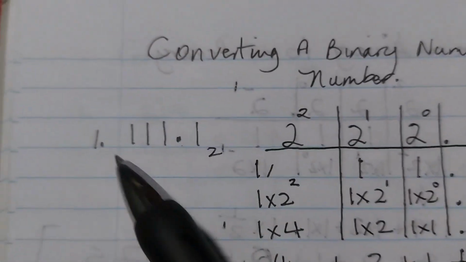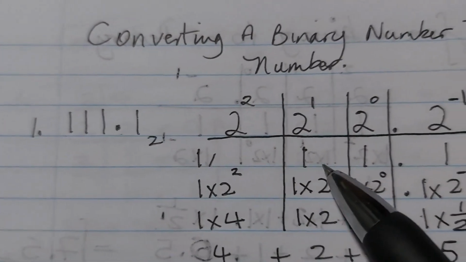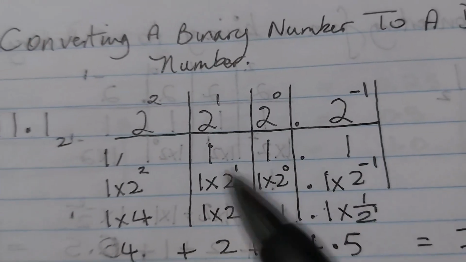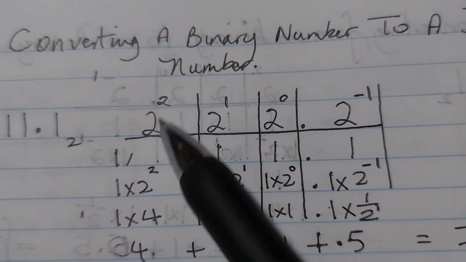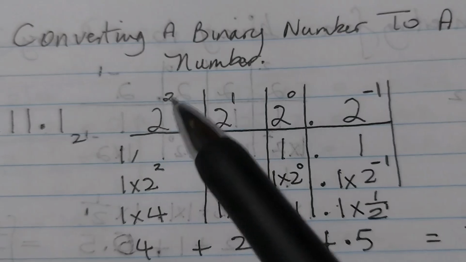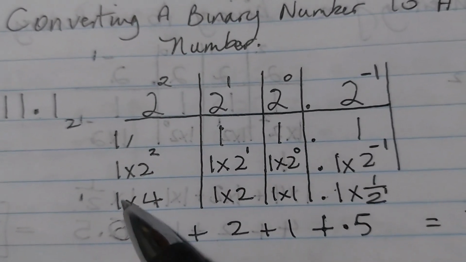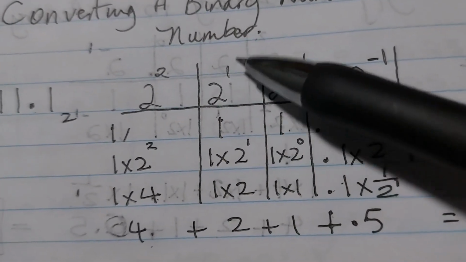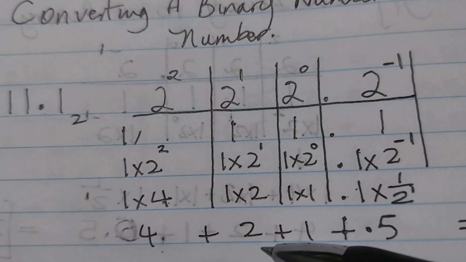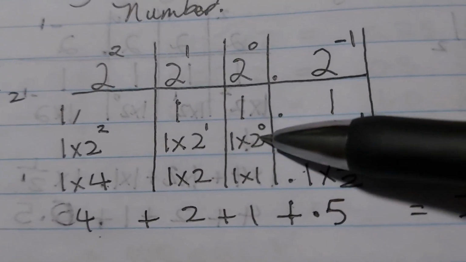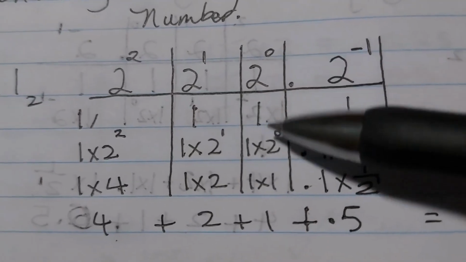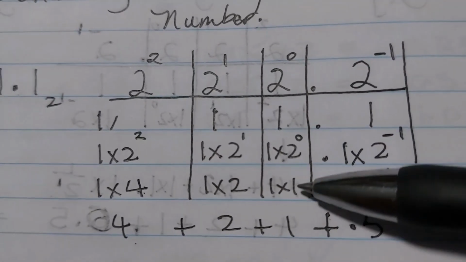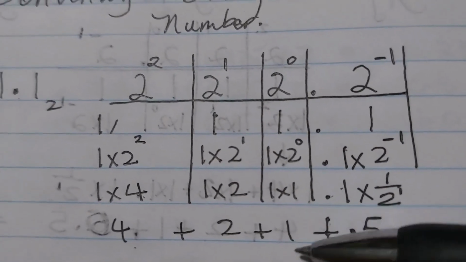So what we do is carry these digits below the powers: 1, 1, 1, 1. And we multiply the 1 times 2 raised to the second power. Now 2 raised to the second power is 4. So 1 times 4 is really 4. 1 times 2 raised to the first power is really 1 times 2, which is 2, right? 1 times 2 raised to the 0 power is really 1 times 1, because any number raised to the 0 power is equivalent to 1. So this really comes down to 1.